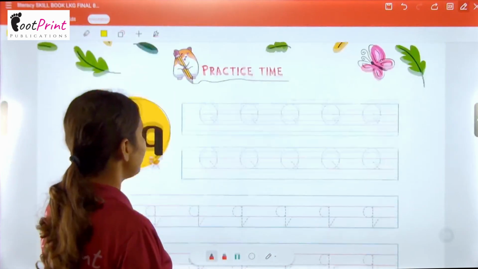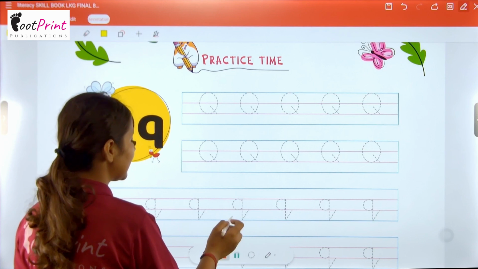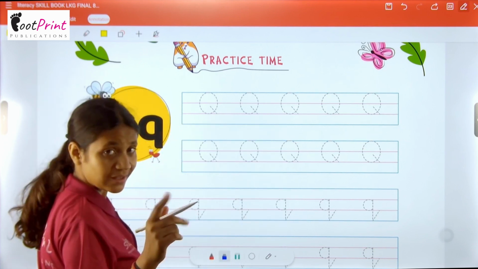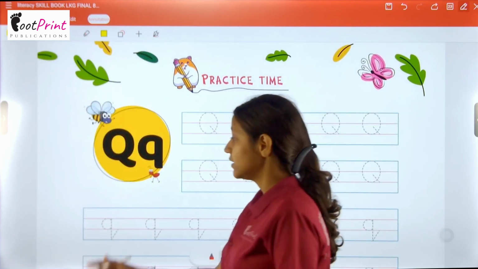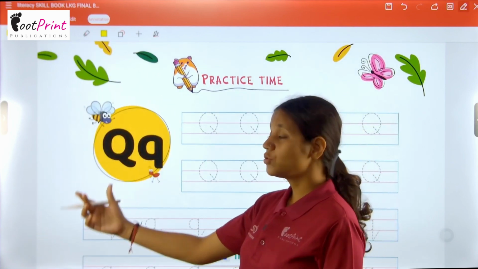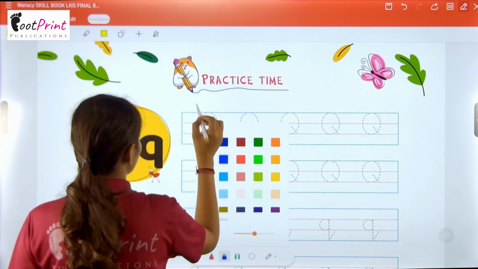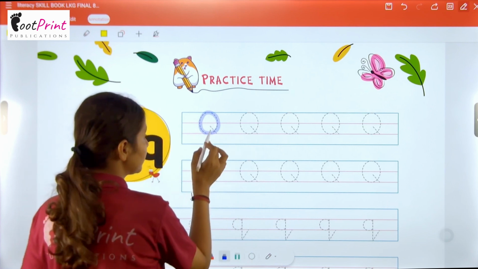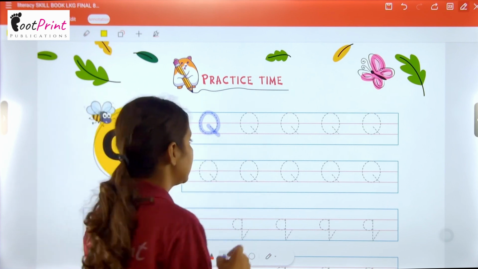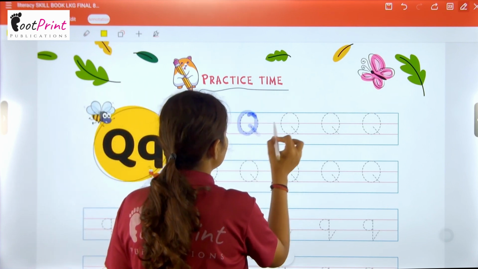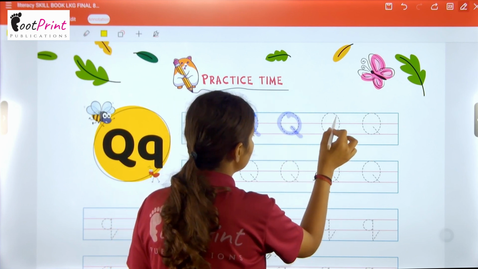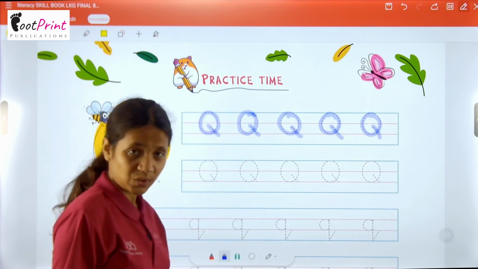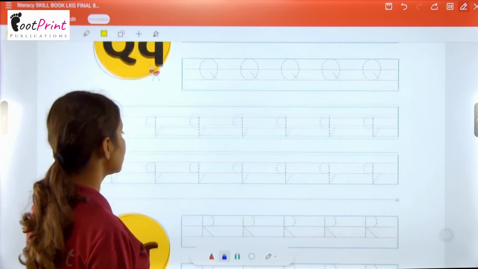Now we have practice time. So, let's learn how we write these letters. Here we have Q. Here we have the capital letter Q and small letter Q. So to make Q, we have to firstly make a circle and then we have to make a slant line. In a similar manner, we can carefully join the dots and trace the pattern to make Q, which says queen.